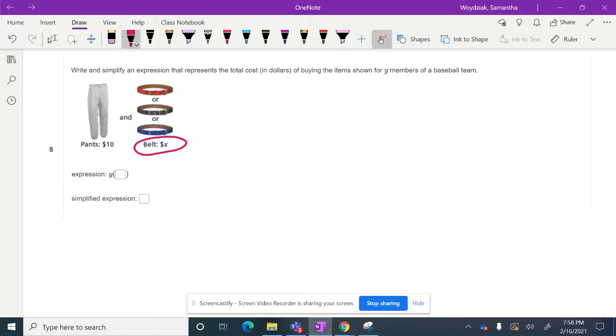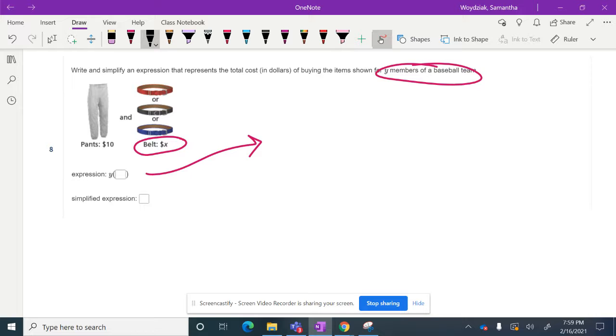It says the expression, we're going to have Y, and then we have something in parentheses. Well, it looks like Y represents the members on the baseball team. So, what I'm thinking here is that each member of the baseball team is going to get one pair of pants and one of those belts. So, when we look at our expression, I'm going to bring it over here so I can write a little bit bigger. Every person is going to buy one pair of pants and one belt.